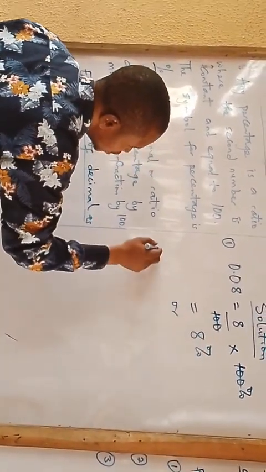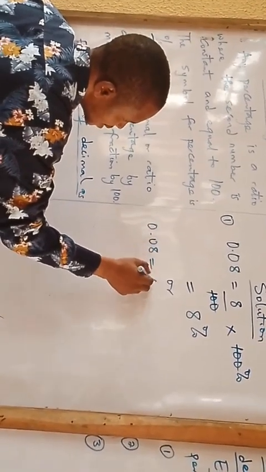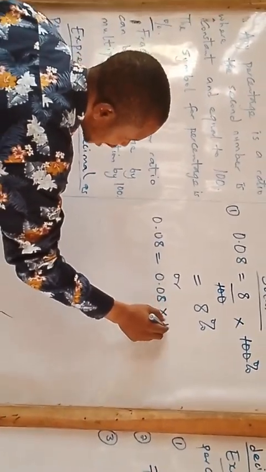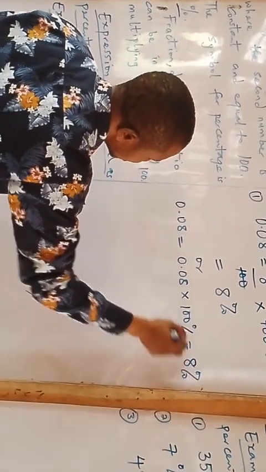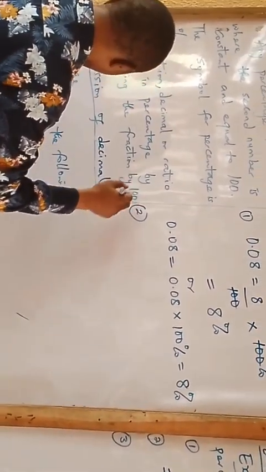And there is another method of doing that. You can also multiply directly. That will be 0.08 times 100%. You can use your calculator. You are going to get 8% as your answer as well.